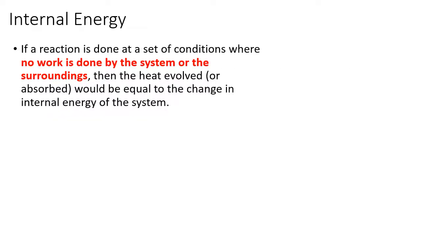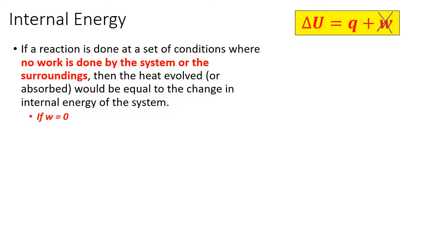If a reaction is done at a set of conditions where no work is done by the system or the surroundings, then the heat evolved or absorbed would be equal to the change in the internal energy of the system. Recall that delta U is equal to the heat plus the work. If we're saying that no work is done, then the internal energy would just be equal to the heat either absorbed or evolved by a reaction. So if we set work to 0, we can say that delta U would equal Q plus 0, and therefore delta U would be equal to Q, or the heat.